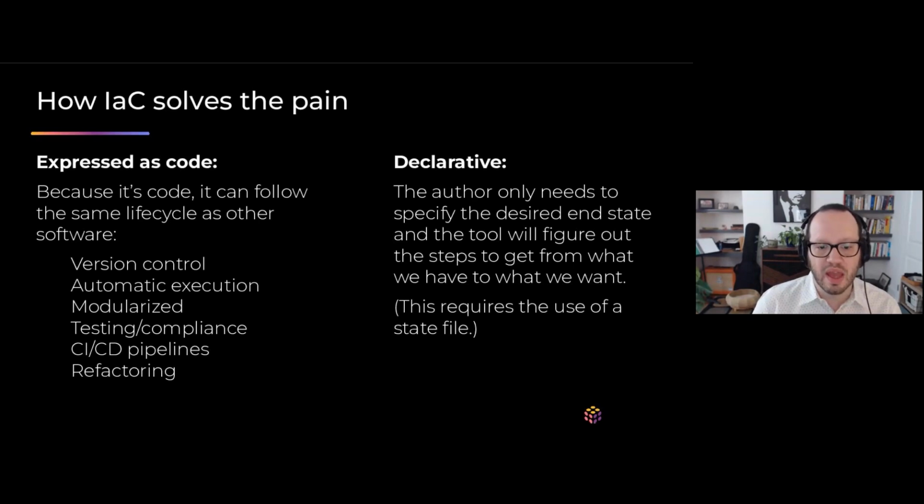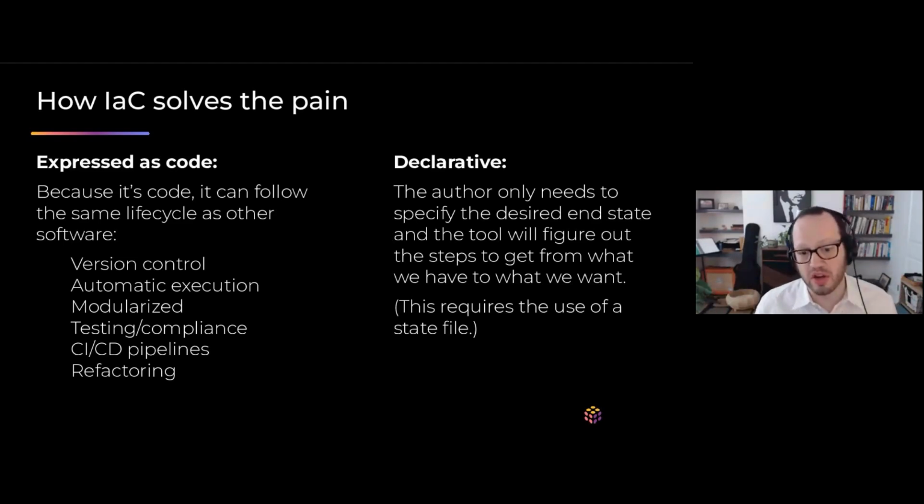And there's two important ways that most infrastructure as code tools solve this pain. So all infrastructure as code tools, it's code, it's software, so it can obey a software life cycle. That means that you get version control. You can run the code. Obviously, it's code, so it automates a process.